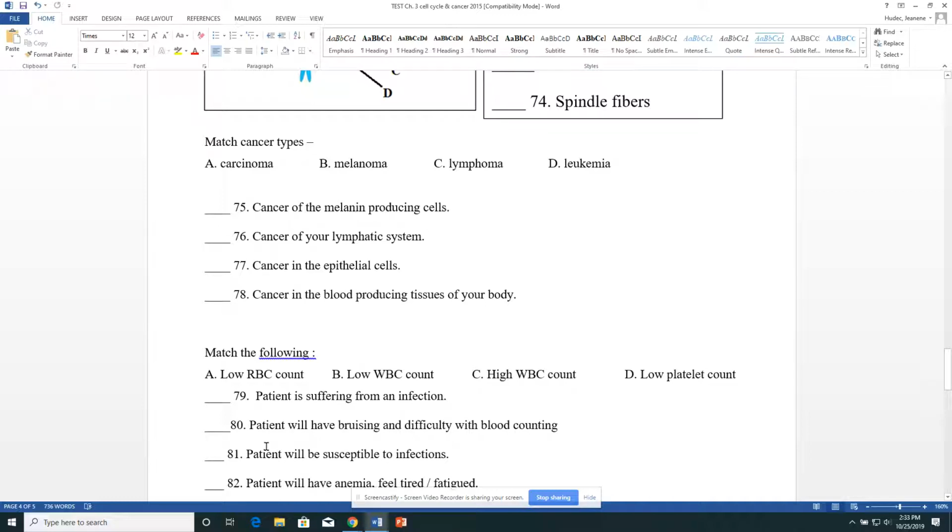Question 80. The patient will have bruising and difficulty with blood clotting. Will they have a low red blood cell count, a low white blood cell count, a high white blood cell count, or a low platelet count?